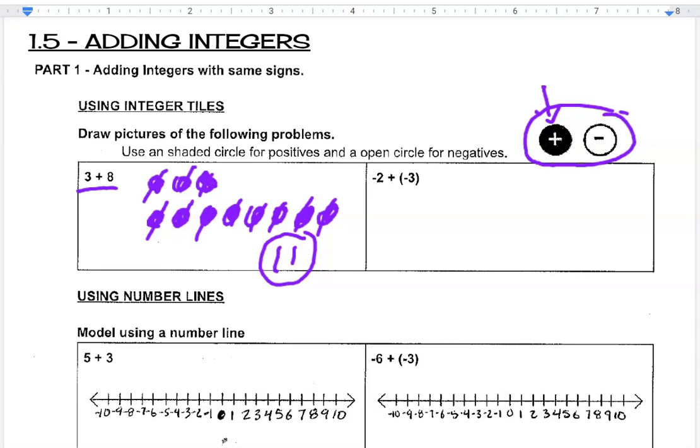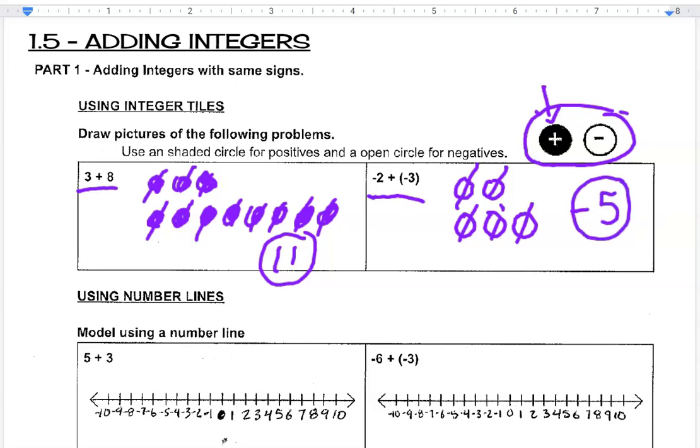For the next problem, we have 2 negative numbers. So negative 2 plus negative 3. So we're going to use open circles. We're going to start with 2 open circles for negative 2. And then we're going to add on to that 3 more open circles for negative 3. So we need to count how many negatives we have. We have 1, 2, 3, 4, 5. That's 5 negative circles. So our answer is negative 5.